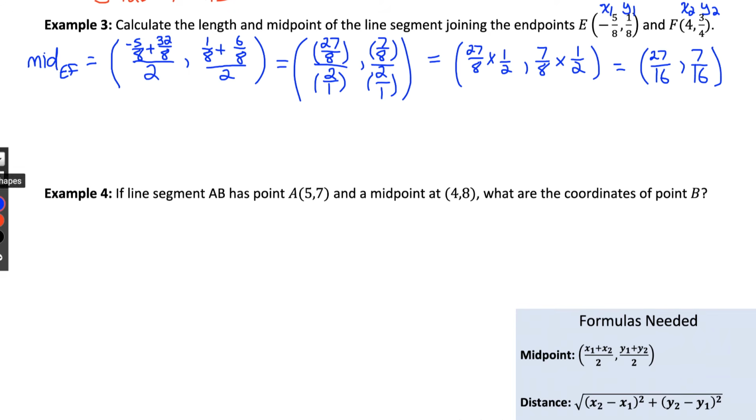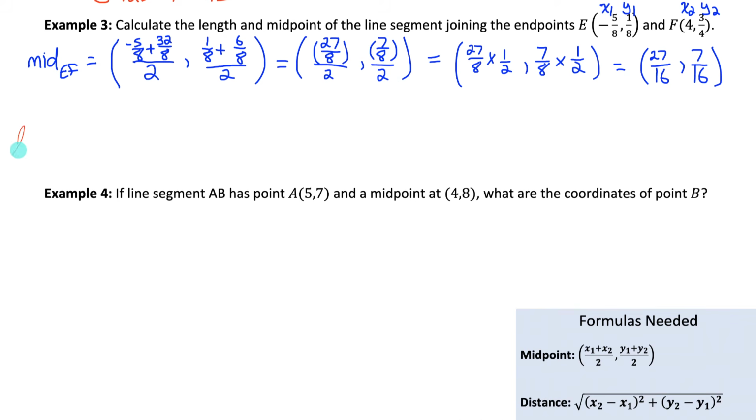Now I said there was a shortcut. Let me just rewrite the middle step here the way we originally had it. If you notice, when you have a fraction being divided by a whole number, the denominator of the fraction just gets multiplied by the whole number. 8 times 2, 16. And same thing with the y-coordinate. 8 times 2, 16. So that's a little shortcut if you want to use that, if you have a fraction being divided by a whole number.